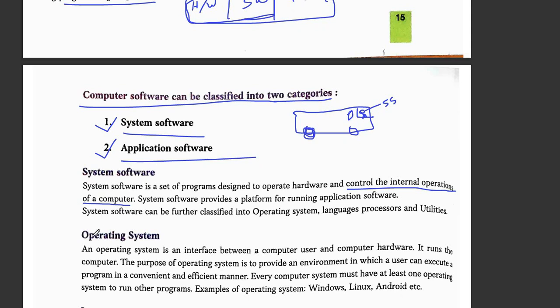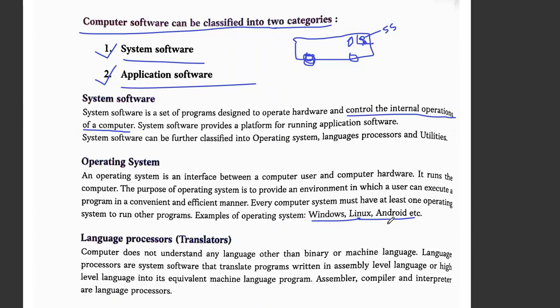Okay, so some system softwares are like operating systems. What are the different types of operating system? Windows, Linux, Android. In mobile devices we have Android. In computers and laptops we have Windows and Linux, and also different other types of operating systems. These are just a few examples.